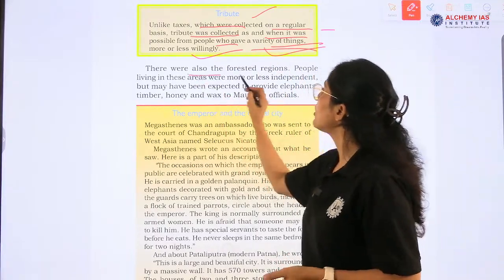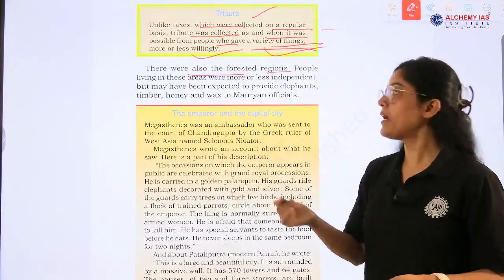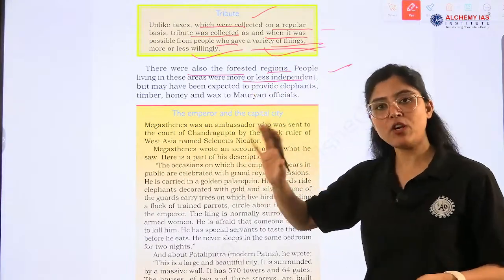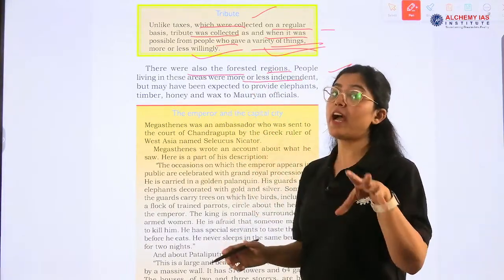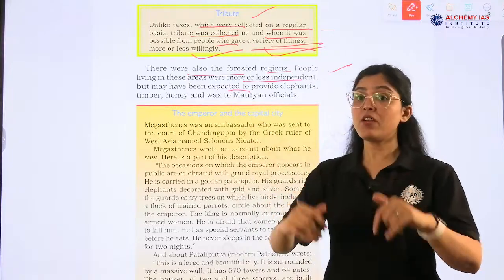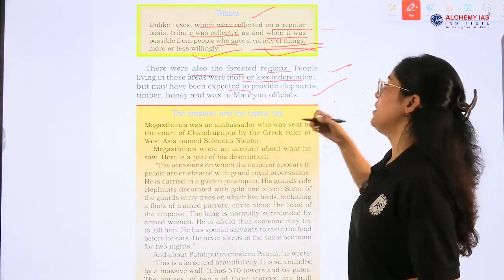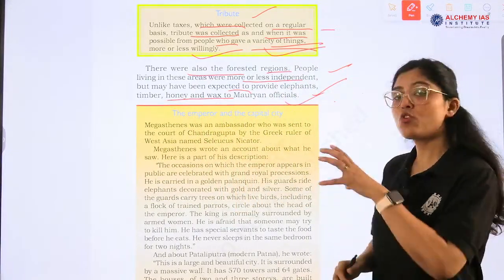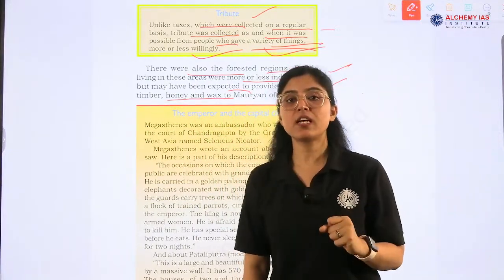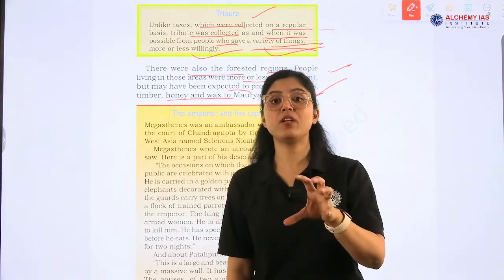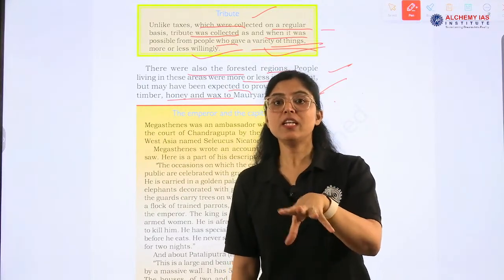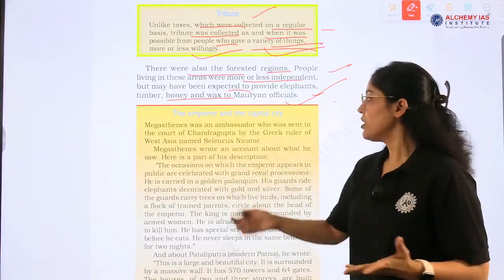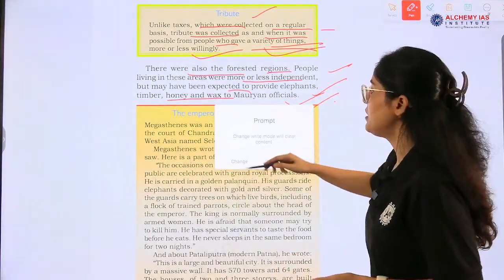So there were also the forested regions, we know. People living in these areas were more or less independent, forest people, but there were expectations from them to provide elephants, timber, honey and wax. So this information is telling us that forest people were also giving honey, timber, elephants and things like that, in their capacity, to the emperor and the capital city.